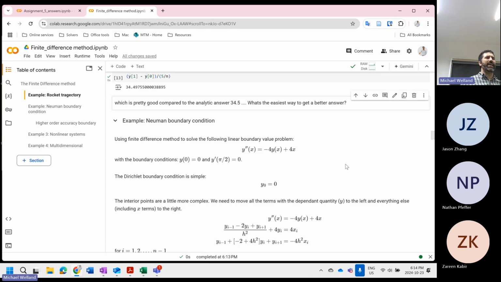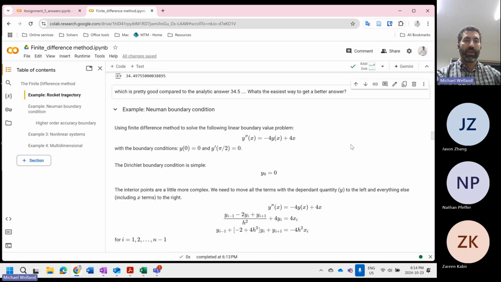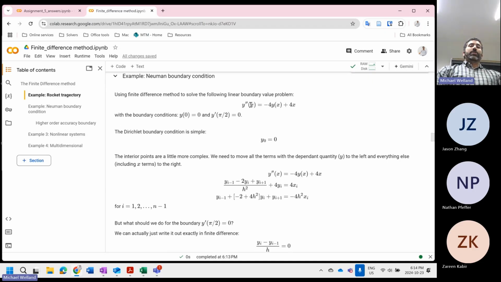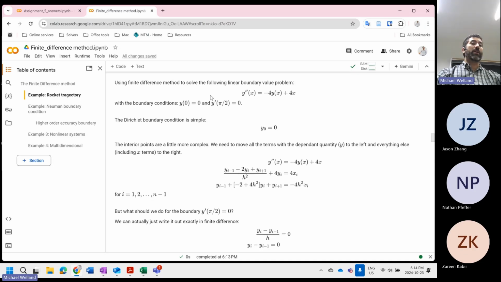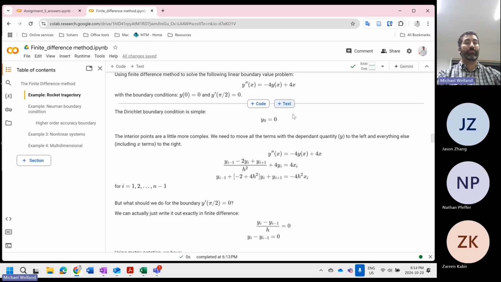Whoop-de-doo. So stuff like radiative heat transport. For example, your flux depends on T to the power 4, right? That would be considered Robin boundary condition. We're not going to worry about that. Use finite difference to solve this linear boundary value problem. Okay, we've got the second derivative, we've got the first one over here, and we've got our boundary conditions. Y at 0 is 0, and the derivative at pi is 2 is equal to 0. So our slope is 0.